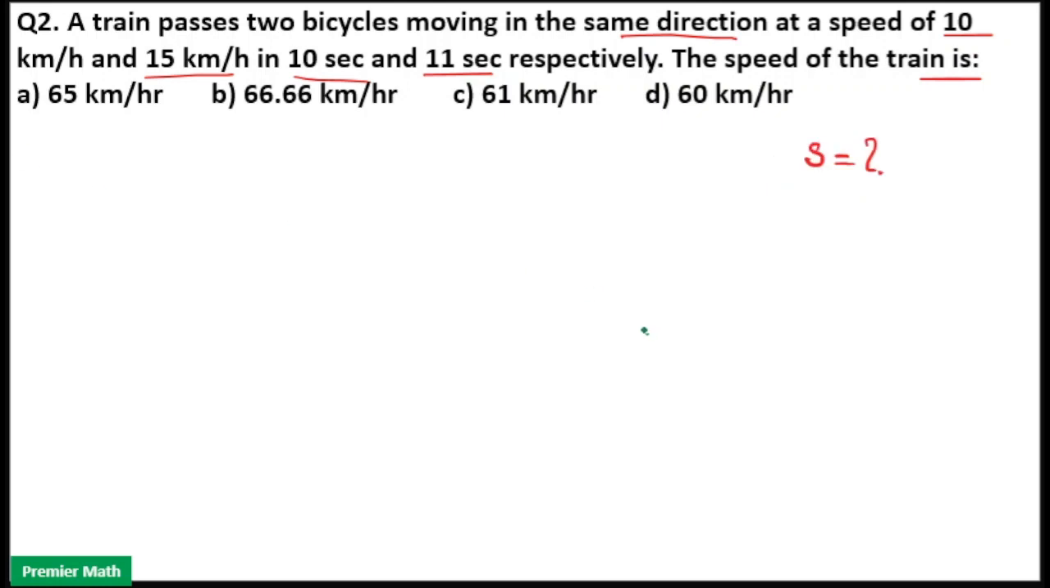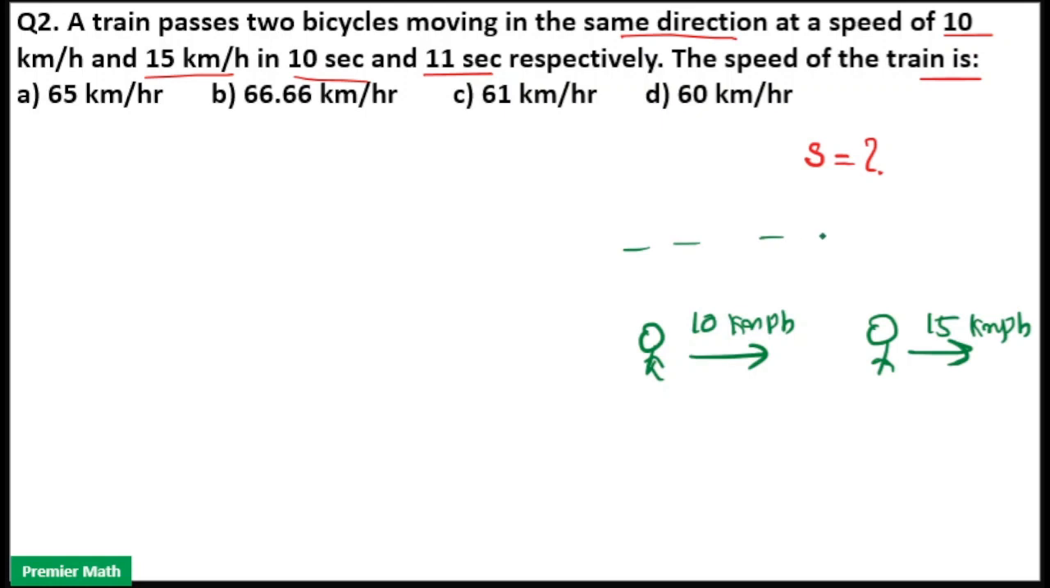Here, two cyclists are traveling in the same direction with a speed of 10 km per hour and 15 km per hour. And a train is overtaking both the cyclists. This train overtakes the first cyclist in 10 seconds and the second cyclist in 11 seconds. So we need to find out the speed of the train. I will take the speed of the train as S here.